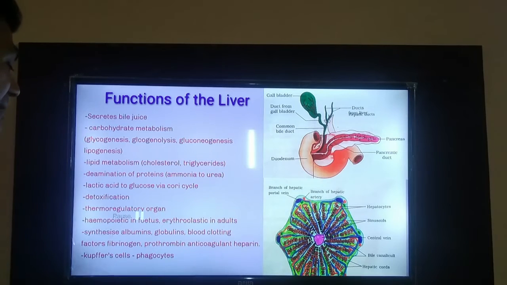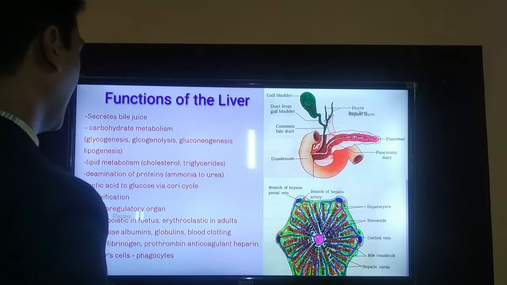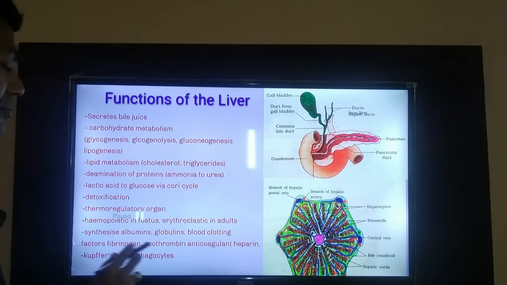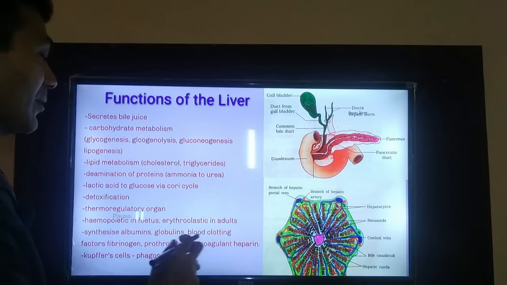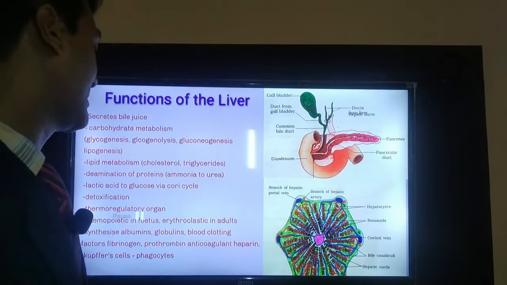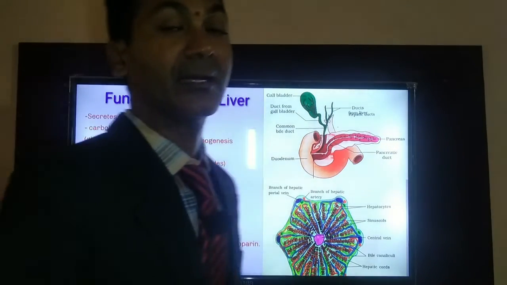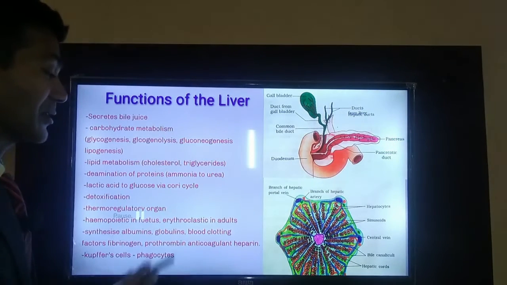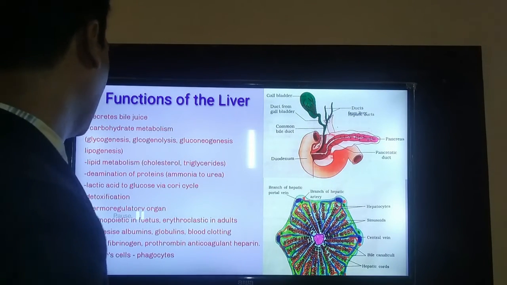And synthesizing of main proteins like albumins and globulins, and blood clotting factors like fibrinogen and prothrombin. These we have studied. All the blood clotting factors, fibrinogen, prothrombin, these are formed in the liver itself. And the anticoagulant heparin plays a vital role as an anticoagulant. So that is also formed in the liver only.